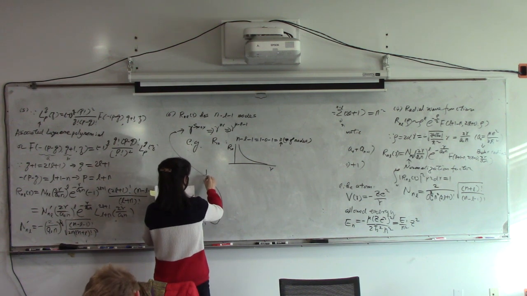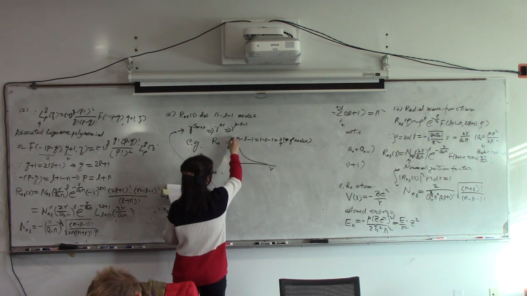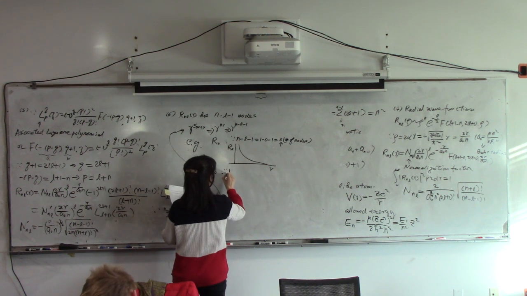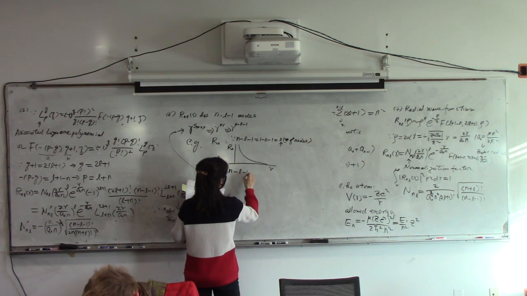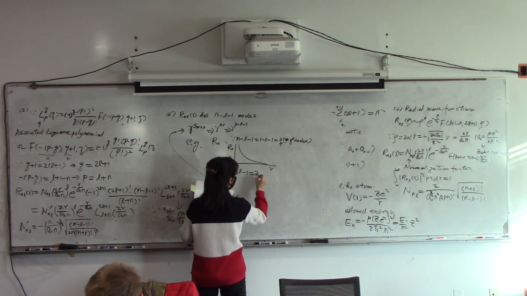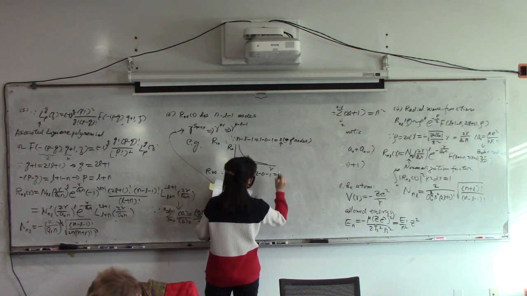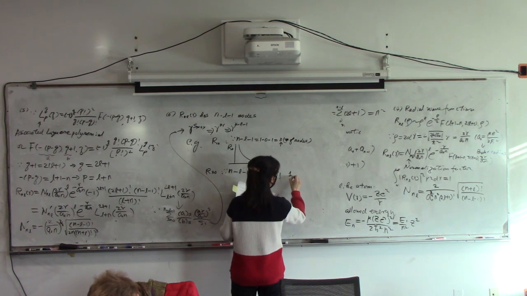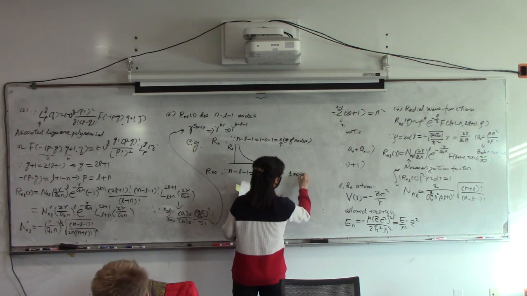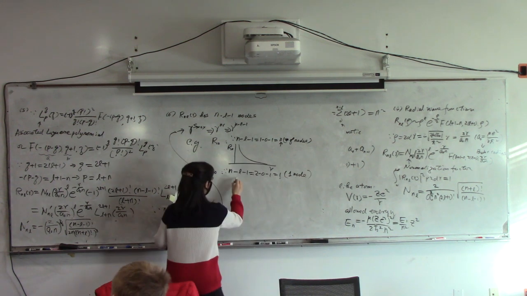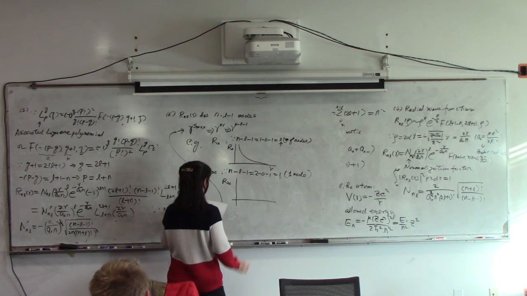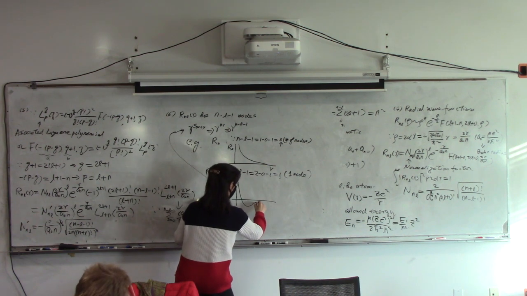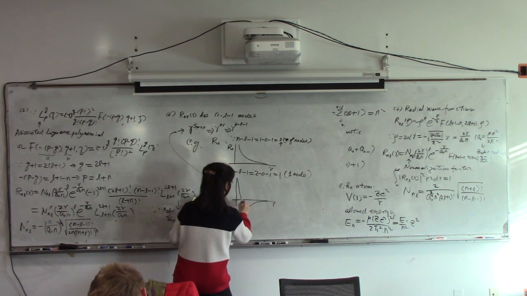Now let's consider the second one, another example, R20. Because n minus L minus 1, in this case n equal to 2, L equal to 0, is 1, we have 1 node. And then the curve is like here. R20 is like this, with a node here.